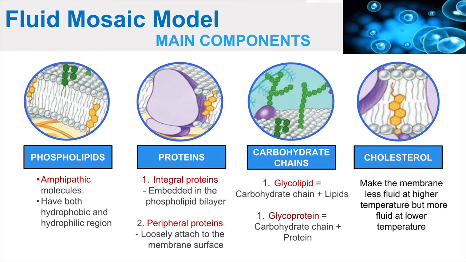The main components of fluid mosaic model are phospholipids, proteins, carbohydrate chains and cholesterol. Phospholipids are amphipathic molecules, having both hydrophobic and hydrophilic regions. Proteins can be grouped into integral proteins and peripheral proteins. Carbohydrate chains can be grouped into glycolipids and glycoproteins. The function of cholesterol is to make the membrane less fluid at higher temperature, but more fluid at lower temperature.